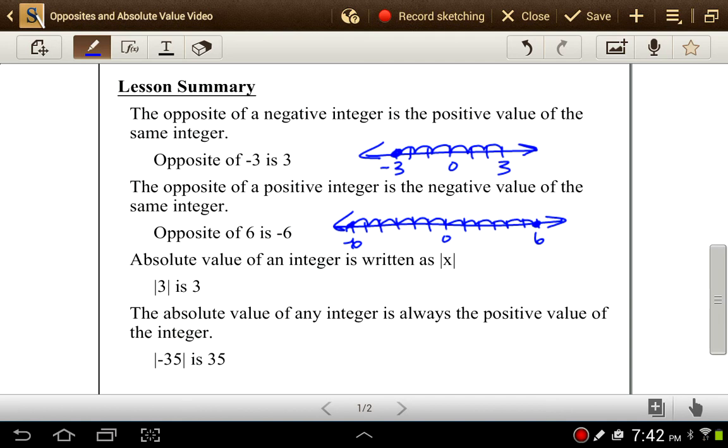The absolute value is a number's distance away from 0. So we do not care if it's positive or negative, so we always write it as the positive form. So for example, the absolute value of 3 is 3, because it's 3 spots away from 0. The absolute value is always the positive integer. So the absolute value of negative 35 is also positive. It's 35 because it's 35 spots away from 0. Okay? All right, let's do some examples real quick.